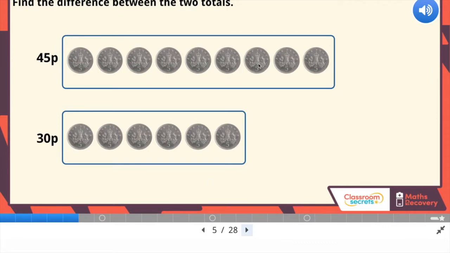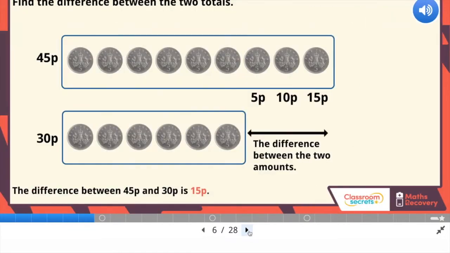So I could see at the end, the ones I've got left over, hanging over, that are more than the 30p are 5, 10, 15. So there is 15p more in the first total. That is the difference. The difference between 45p and 30p is 15p.